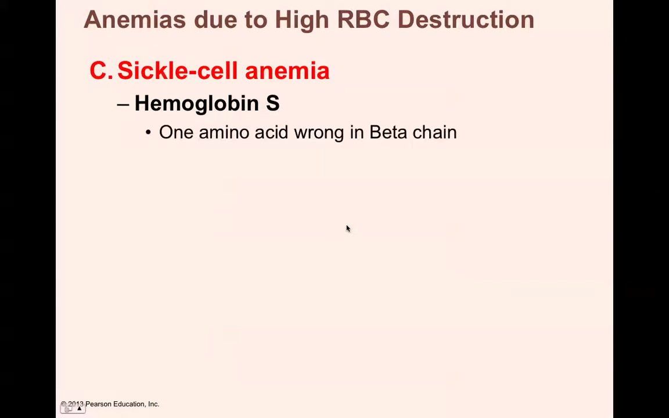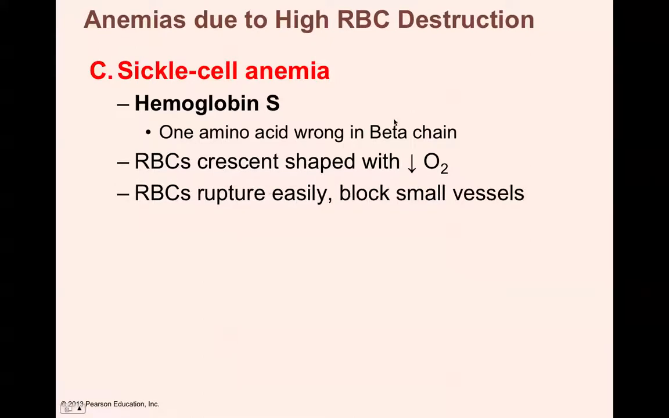The most common cause for high red blood cell destruction, when it has to do with a genetic problem, would be sickle cell anemia. This is when there is what they call hemoglobin S. So this is when one amino acid is just the wrong one in the beta chain, both of the beta chains. And now they call that hemoglobin S for sickle cell.